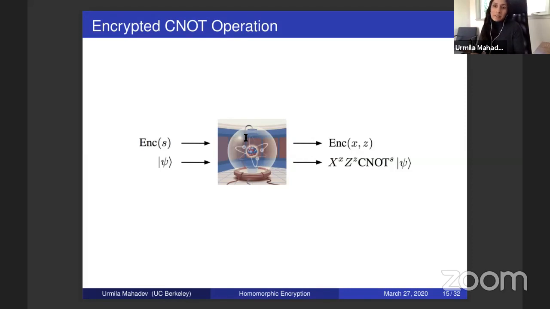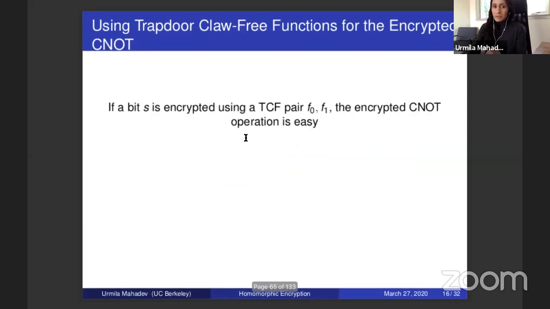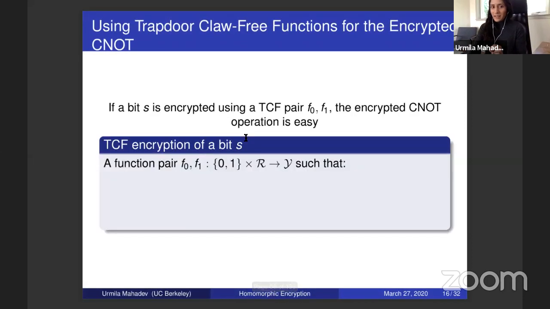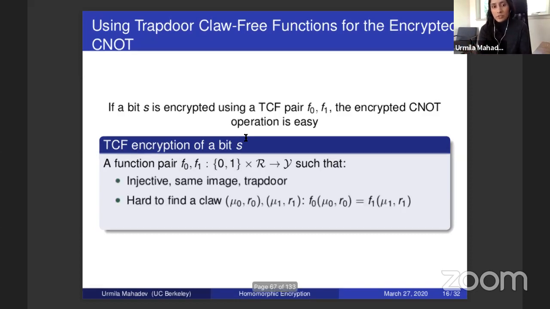So to start, what does it mean to encrypt a bit using a trapdoor claw-free function pair? Now, to do this, I'll define a slightly different TCF pair. It's almost the same, but there's a bit of different notation. So the first thing I've done is I've split up the domain. Now you have a single bit, and then you have the rest of the domain, which is some set R. Think of it as bit strings again, and then you have the same image Y.